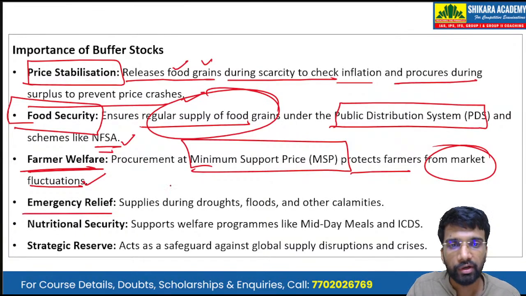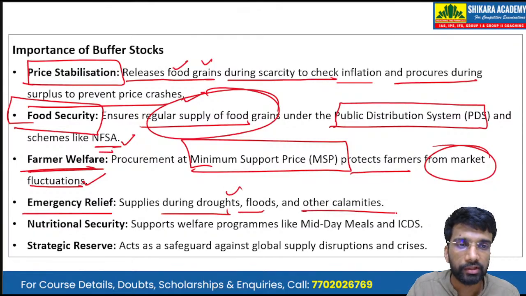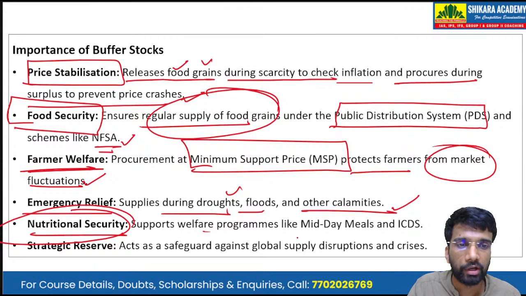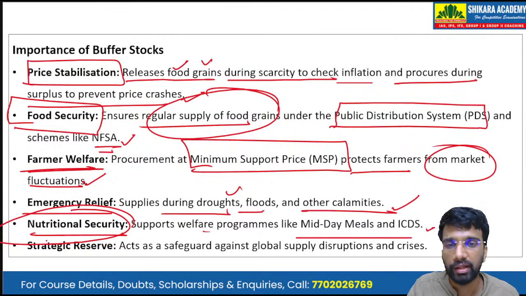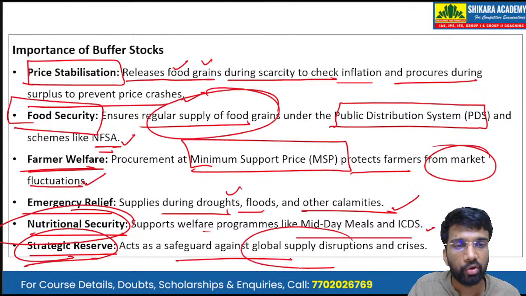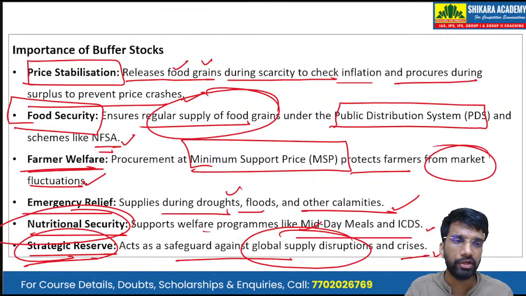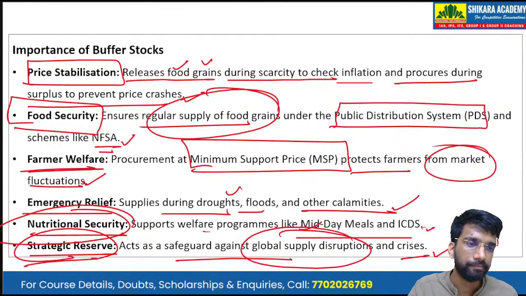Fourth is emergency relief. It supplies during droughts, floods, and other calamities. Then is nutritional security. It supports welfare programs like the midday meals and the ICDS. Finally, there are strategic reserves. It acts as a safeguard against global supply chain disruptions as well as crises, as we have seen during the case of COVID.